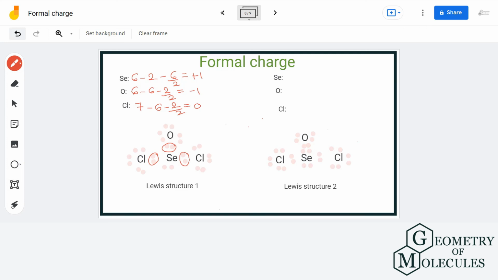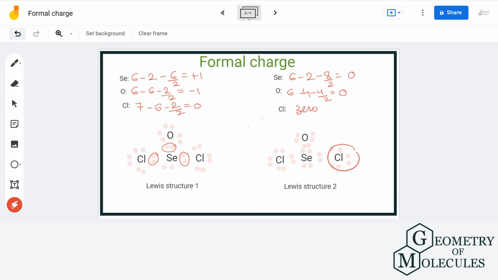Let us look at the second structure. In selenium, we have 6 valence electrons, 2 non-bonding electrons, 8 bonding electrons divided by 2, that gives us a formal charge of 0. In the case of oxygen, we have 6 valence electrons, 4 non-bonding electrons and 4 bonding electrons divided by 2, that gives us a total of 0. If we calculate the formal charge of chlorine, we will get the formal charge as 0. Thus, structure number 2 is the most stable structure among the two possible structures.